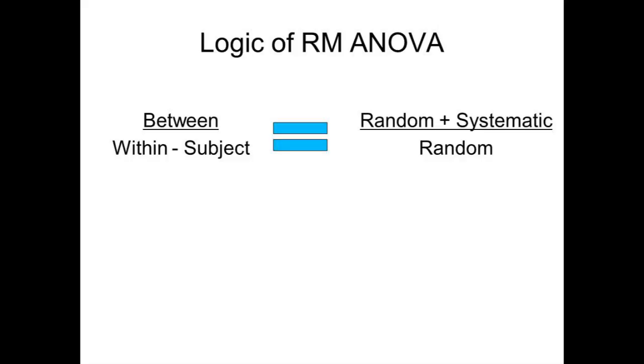And that means that over on the right-hand side here, this part of the equation hasn't changed at all. We're still putting random plus systematic over random. It's just that now we have a stronger measure of that random variable because we can take out some of the variance that we know isn't actually random, but is due to the person.